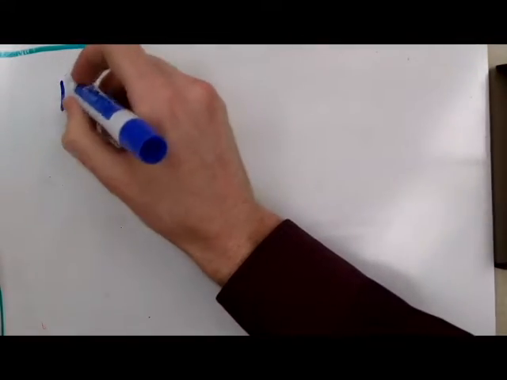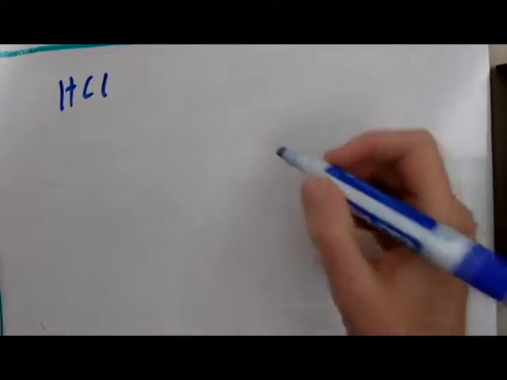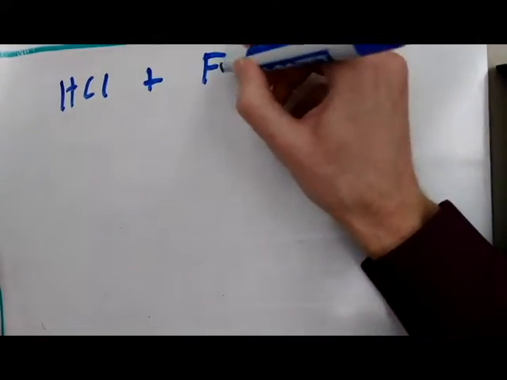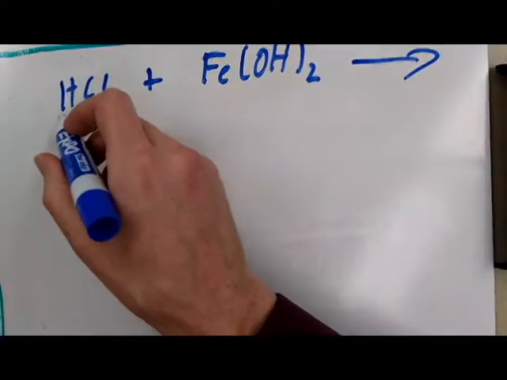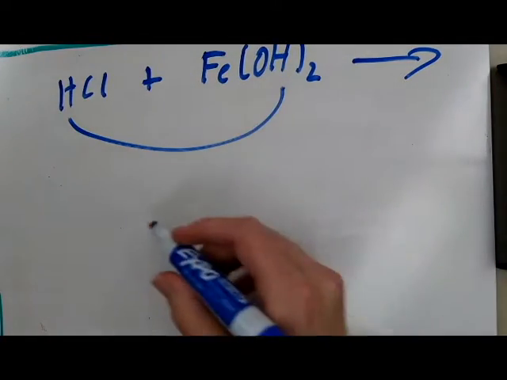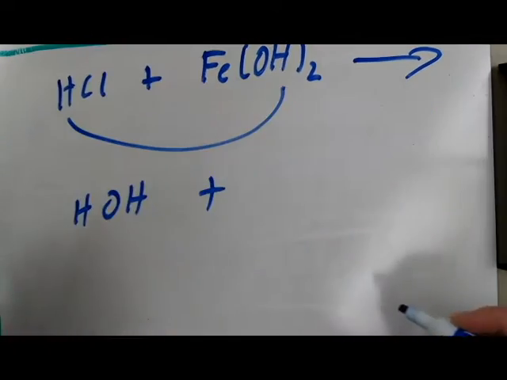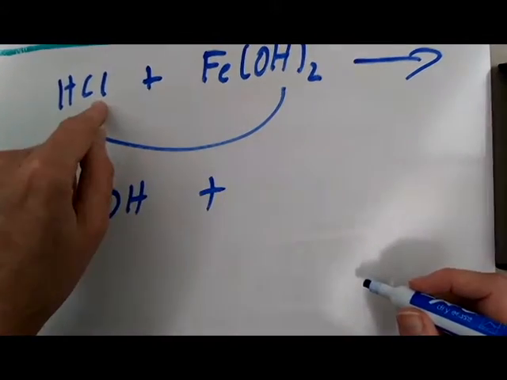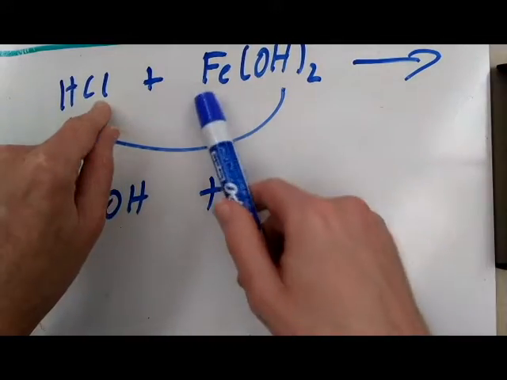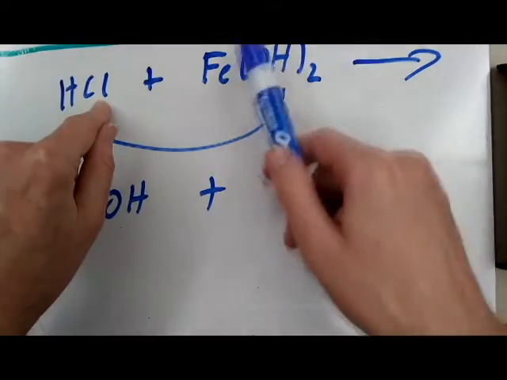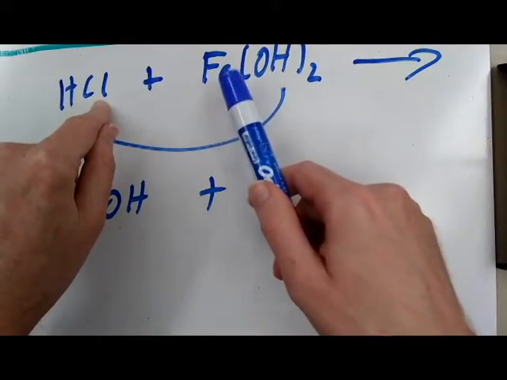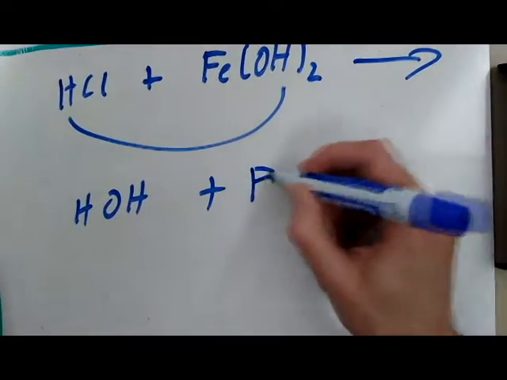So this time we have hydrochloric acid, and we're going to react it with iron 2 hydroxide. So our hydrogen is going to go with the hydroxide, and our iron is going to go with our chlorine. And remember, this is iron 2 because we needed 2 of these -1s to cancel it out, so that's how we know what the charge on that iron is going to be.